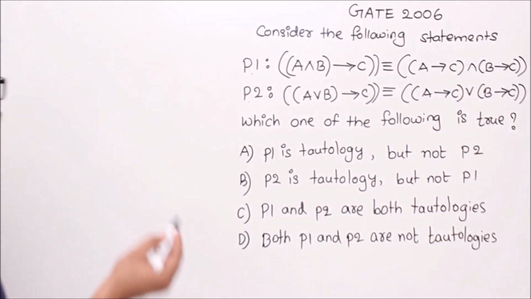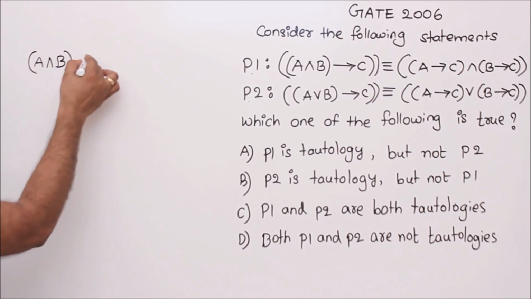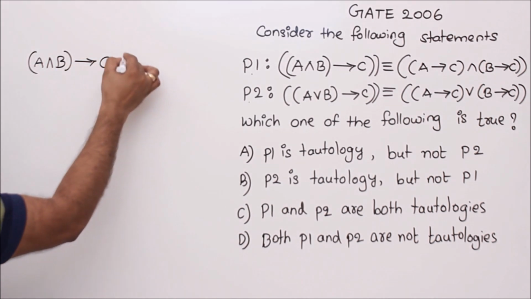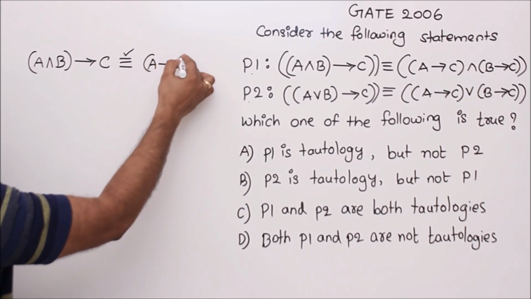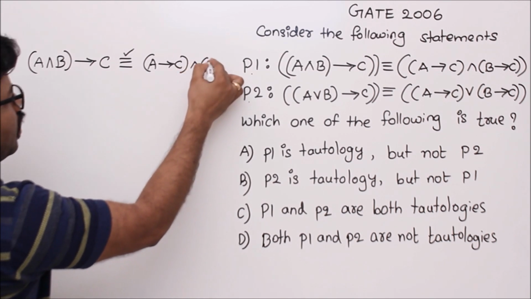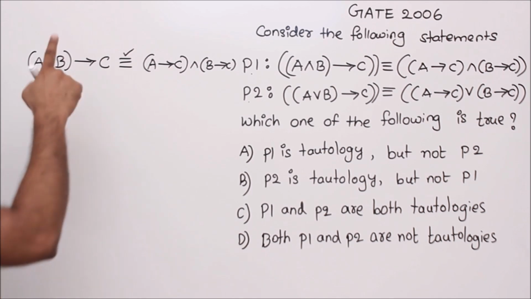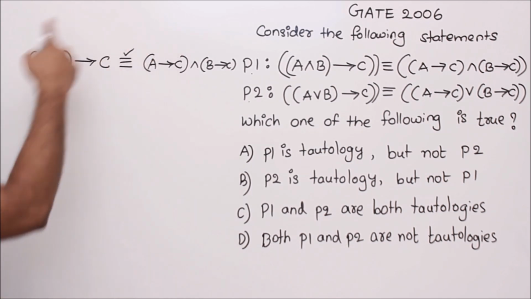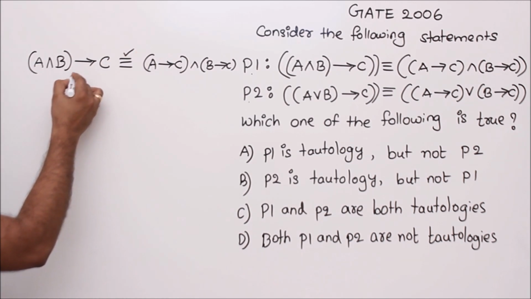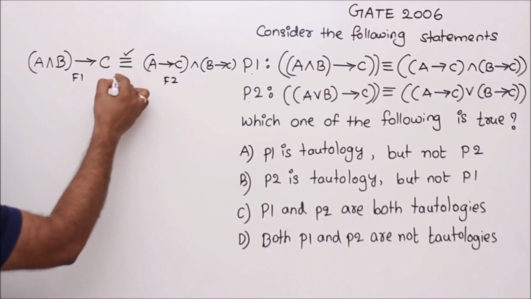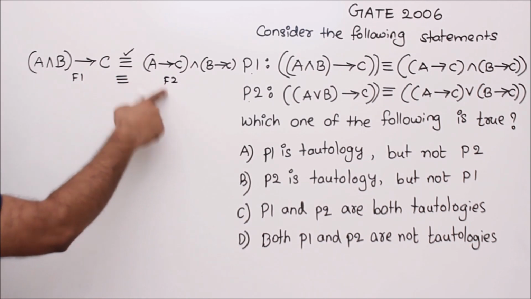Let's take the formula. The formula is A and B implies C is equivalent to, this is the symbol for equivalent, A implies C and B implies C. So this is the statement. If it is a tautology, then it should be always true. If this entire thing is always true, then with formula 1 and formula 2, the equivalence between the two formulas should be always true. That means these two formulas are equivalent.